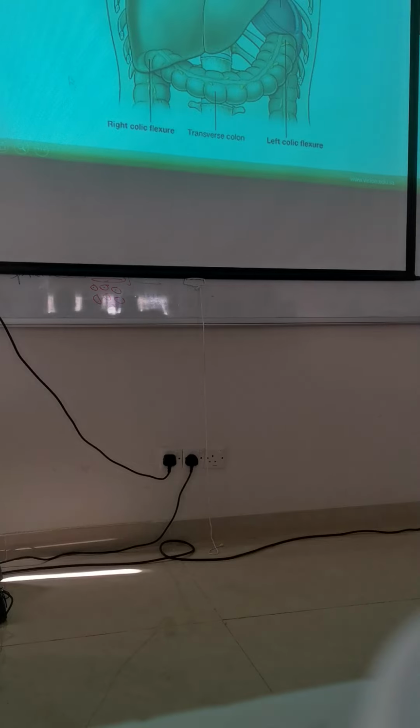PowerPoint presentation. So this is called the right colic flexure. What is it called? Right colic flexure, or hepatic flexure. Don't say right hepatic flexure, or you can say right hepatic flexure. Hepatic flexure means the turn, the angle. The peritoneum covers in front, so it is a retroperitoneal structure, so relatively not movable. Transverse colon, you see, this is the transverse colon.